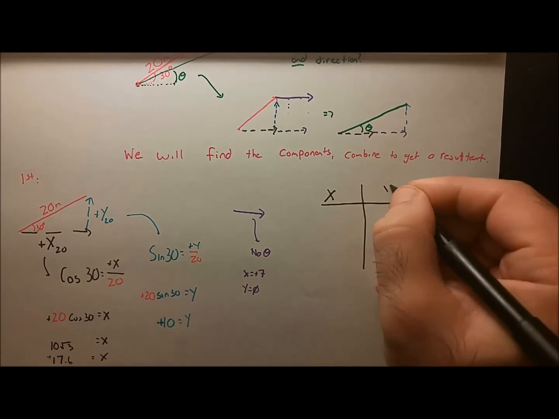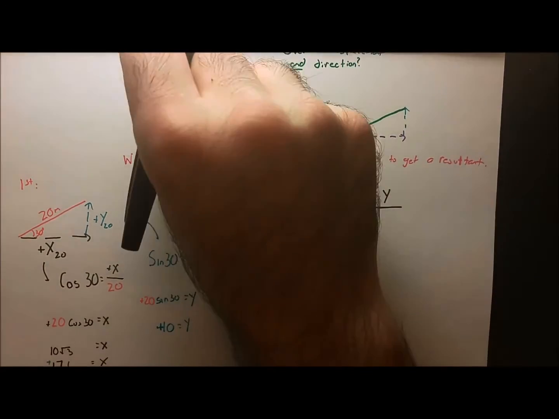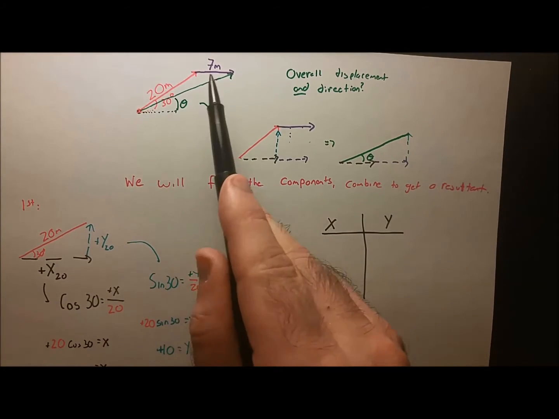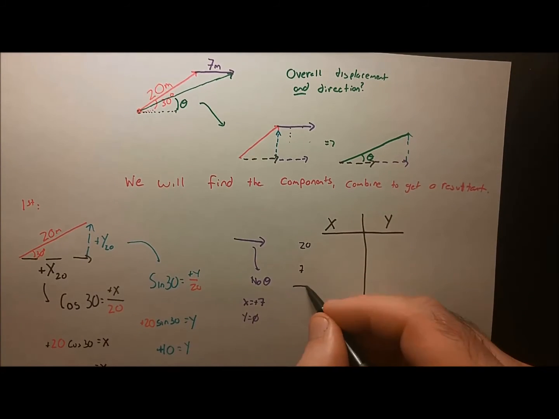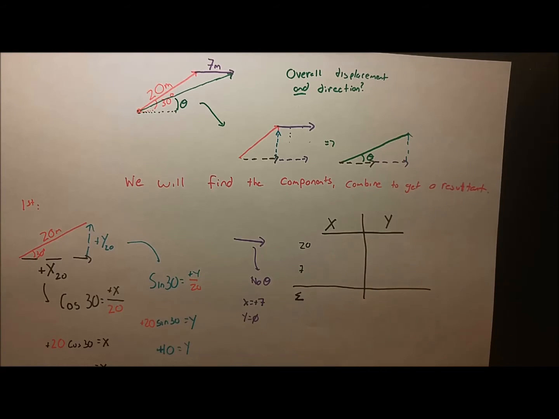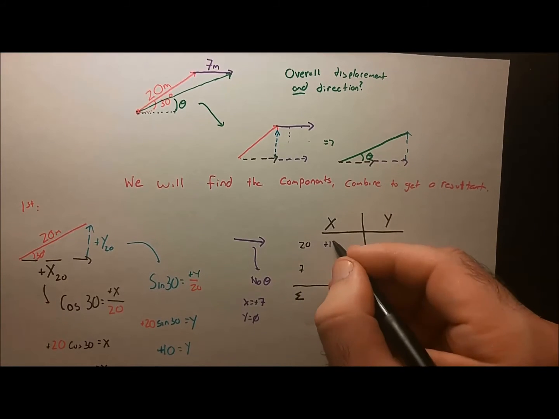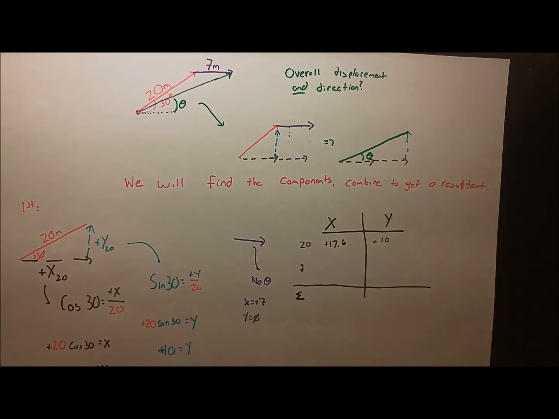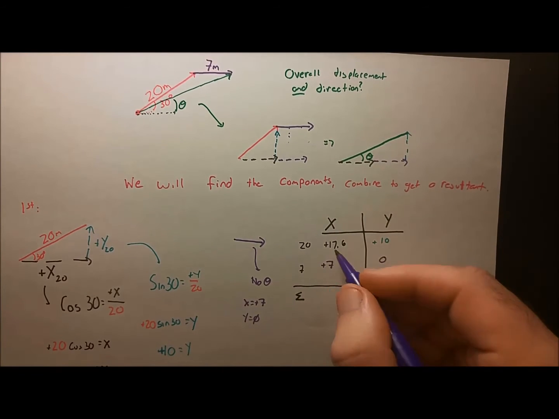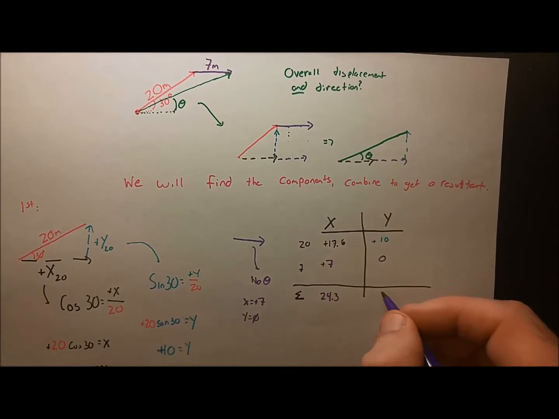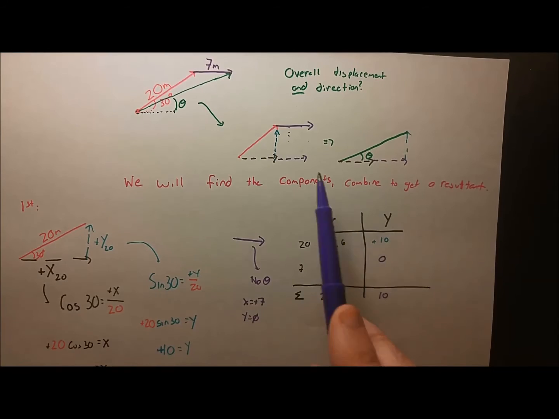So to combine it, we're going to make what's called the x and y table. Now there are two different walks in our result, so we're going to label them as 20 and 7. And then that's my symbol for summation. The x part of the 20 was 17.6, the y part was positive 10. The x part of the 7 is 7, the y part is 0. Add them up, I get 24.3 and 10.